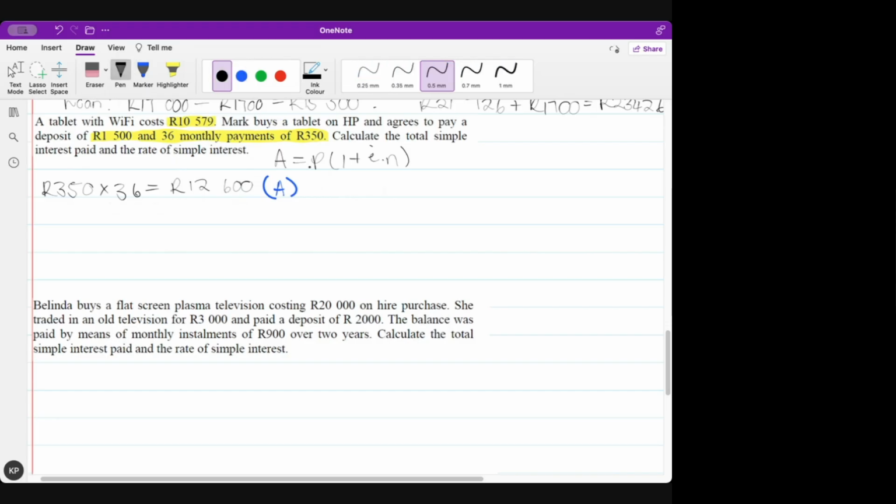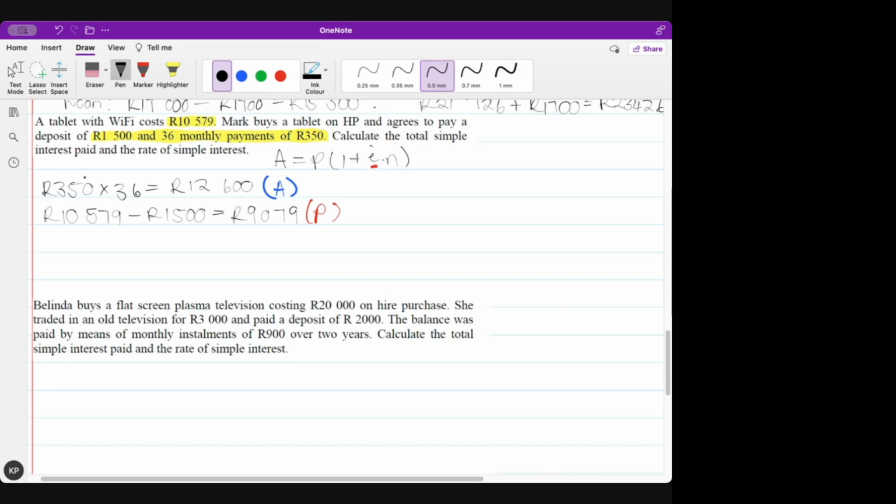Great. Let's find P, which is the principal amount. And how do we find the principal amount? We subtract, because it is what the cost was, which was 10,579, minus the deposit, which was 1,500. Are we with me, guys? Because what he borrowed is this. We must cooperate. So this is my principal amount. Do we have the interest rate? No, that's what we're working out. And we have 36 months or 3 years for n.